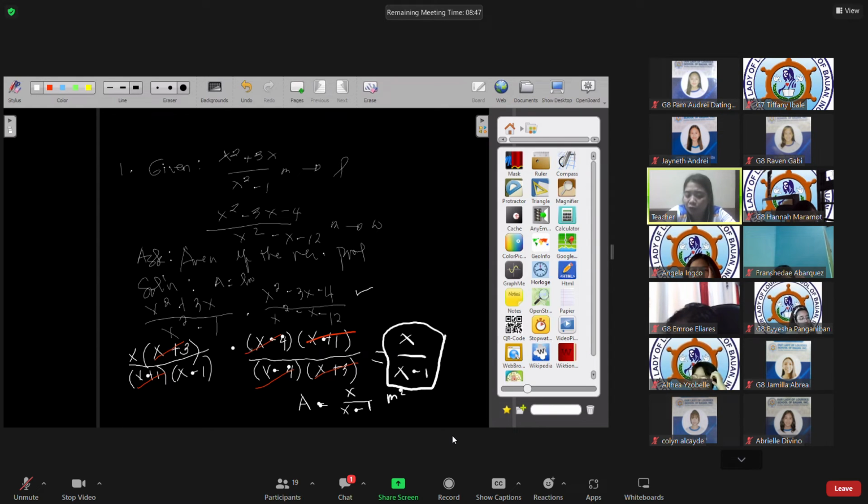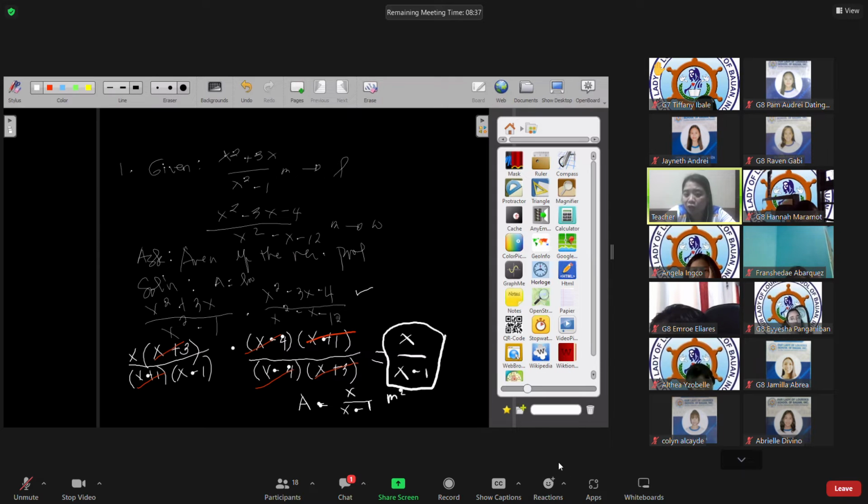Kaya kapag pinactor mo siya, the answer is the square root of your first term. You have x, and then you get the factor of negative 4. That is negative 4 and 1.